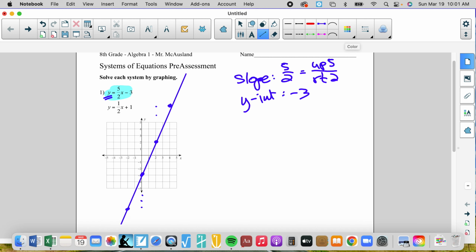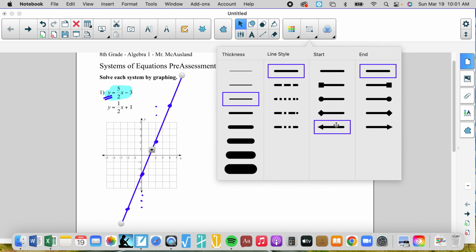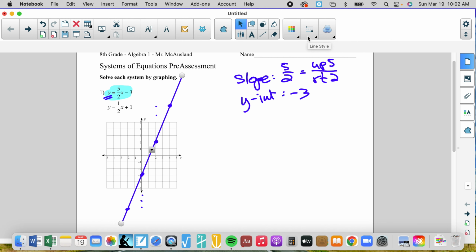So we're going to connect all those. That was almost perfect. And those need to have arrows because we know that there are an infinite number of solutions. So that's what that looks like.